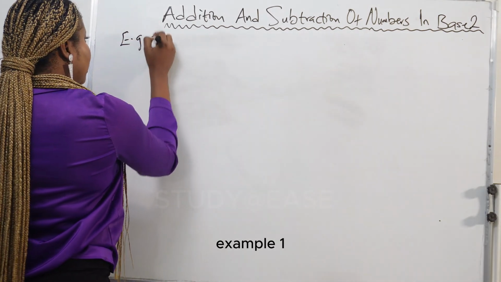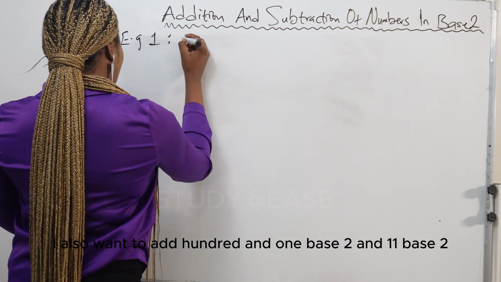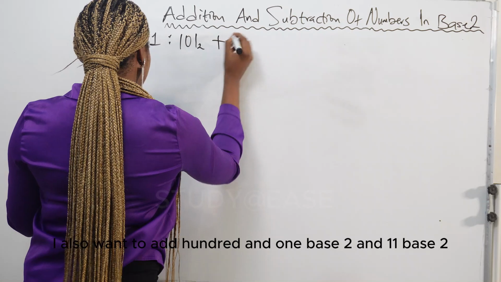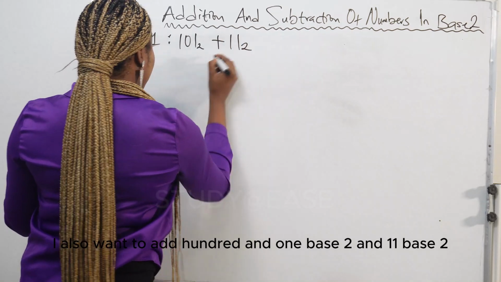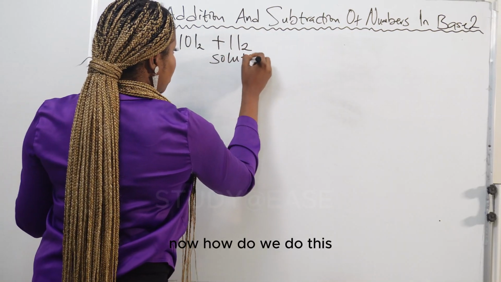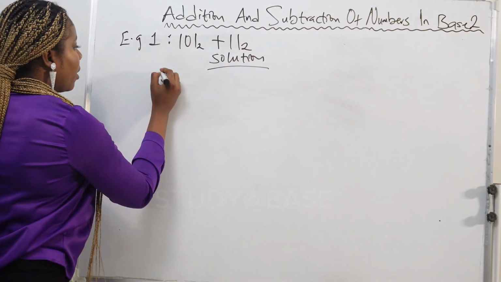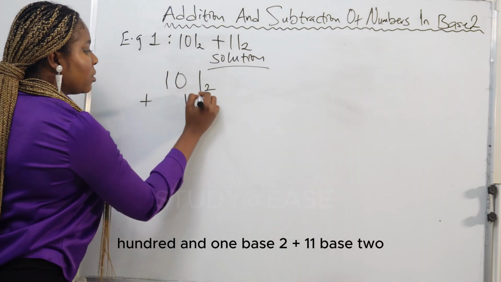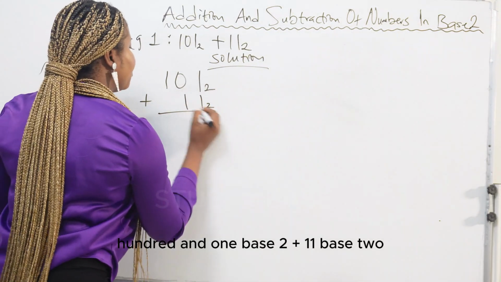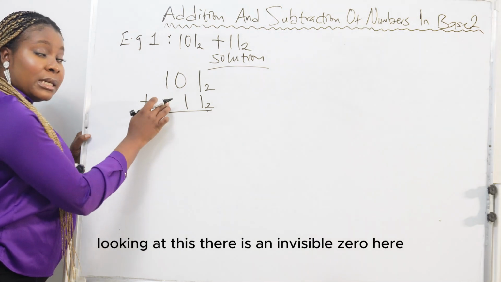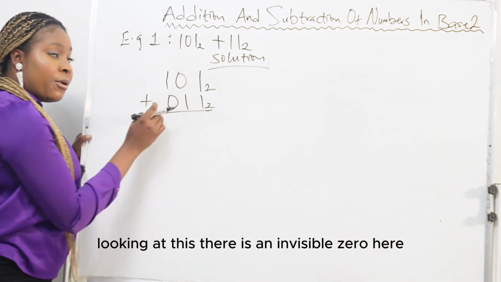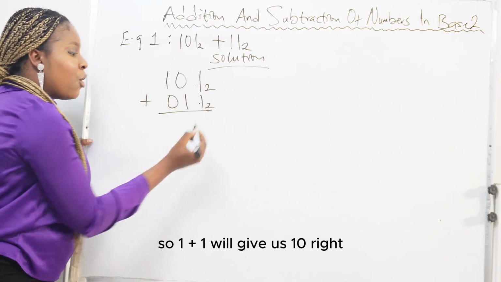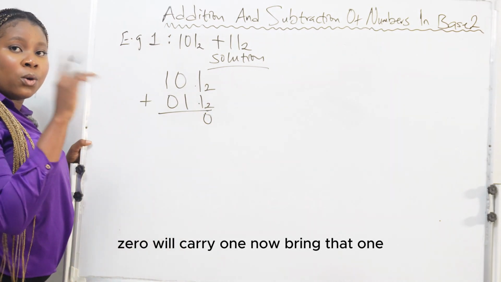Example 1. Let's say we want to add 101 base 2 and 11 base 2. Now, how do we do this? 101 base 2 plus 11 base 2. Looking at this, there is an invisible 0 here. So 1 plus 1 will give us 10. We write 0, we carry 1.